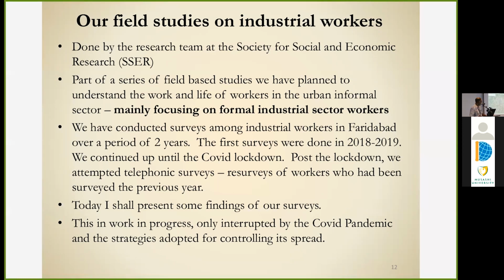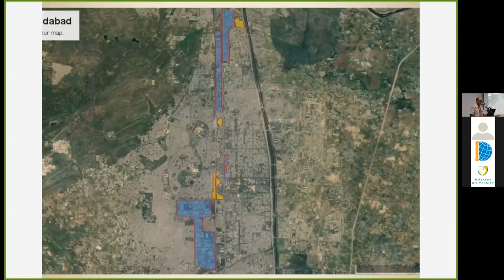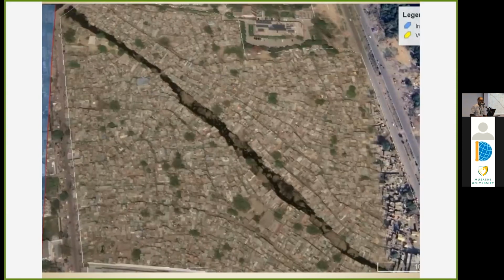This is the region where the surveys were done. Delhi is in the middle, and the area is just south of Delhi. It's called Faridabad. In Faridabad, we have the industrial area. If you can see the blue areas, they are factories, large factories, industrial area. And the yellowish ones are where we have done our surveys. So workers walk to the place of work. There's no distance. And workers live in really very bad conditions. So this is one of the areas where we have done our surveys.